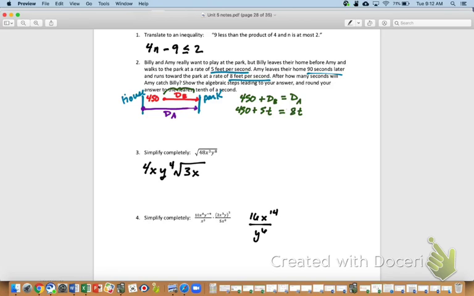So I would subtract 5t from both sides. That would give me 450 is equal to 3t. Dividing both sides by 3 would give me 150, I think. Is that right? Yeah, that's right.